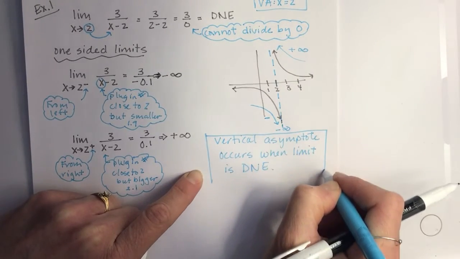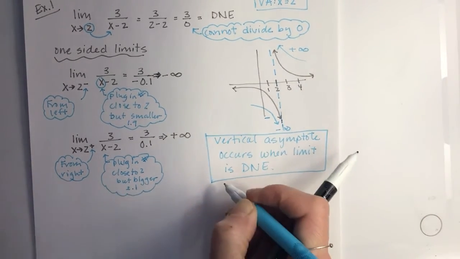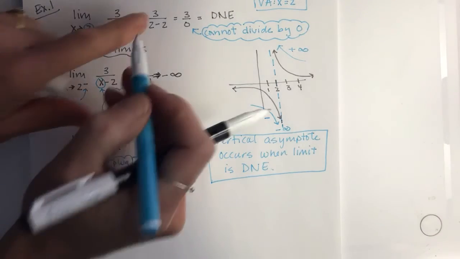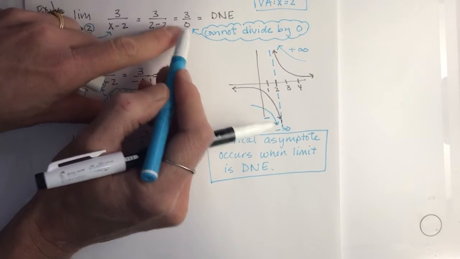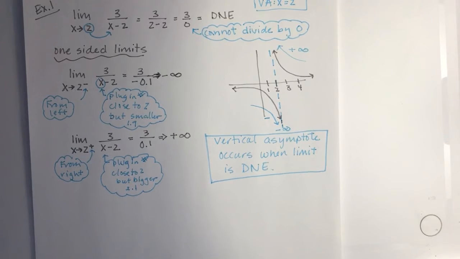Now be careful. If you get 0 over 0, that's not D and E. It has to be a number over 0. That's D and E, okay? So let's do an example.